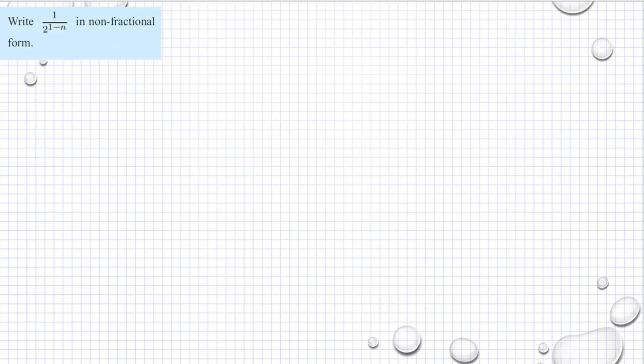Okay, another example, write this one in non-fractional form. That means there is no divisor or division. So as you can see here, we have a raised to negative n is the same as 1 divided by a raised to n.